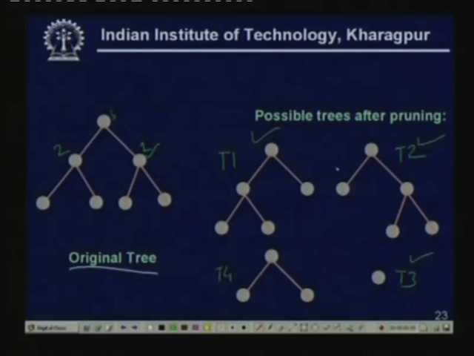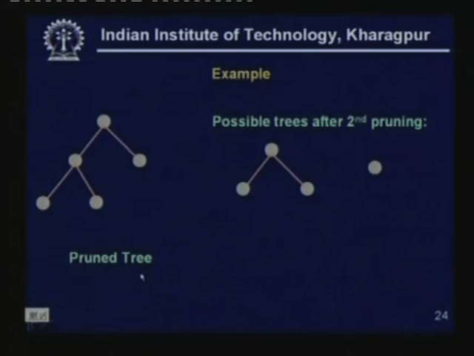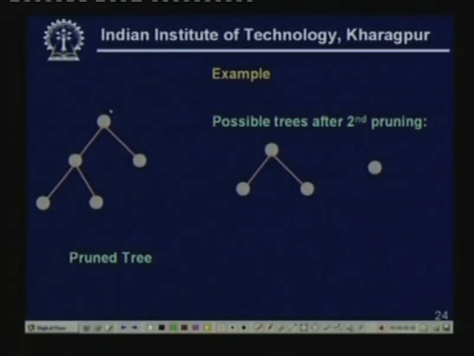We find out whether the accuracy of these trees on the holdout set is better than the accuracy of the original tree. Among them we find the tree which has the highest accuracy. Suppose T2 has the highest accuracy, which is better than the accuracy of T. Then we will choose this tree and then we will proceed. Suppose we prune below this node, and so we get this as the pruned tree. So T prime is the pruned tree.